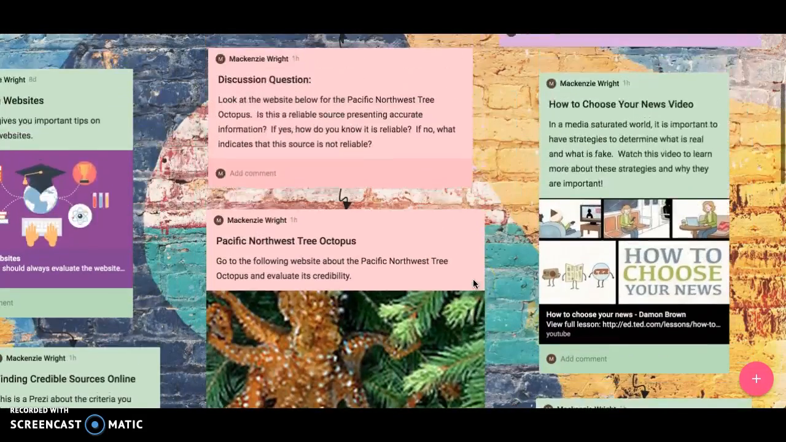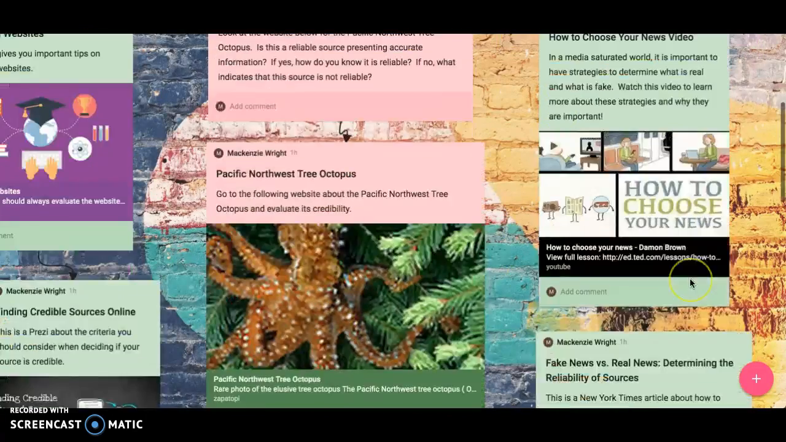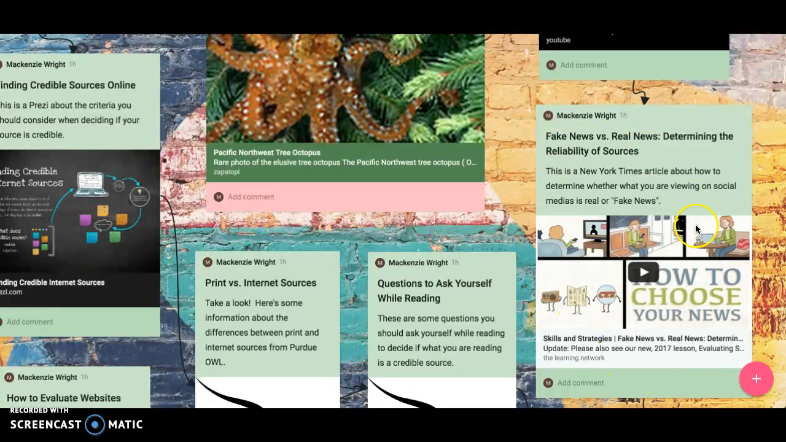If you start from the right-hand side of the screen and follow the path, you will find a video and a New York Times article about determining accurate information without bias from media sources such as the news, newspapers, magazines, and social media messages from influential figures such as politicians and celebrities.